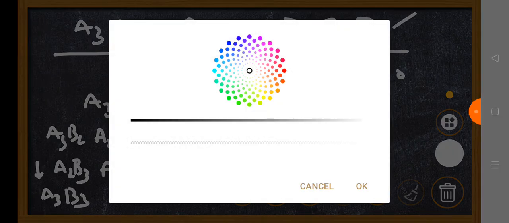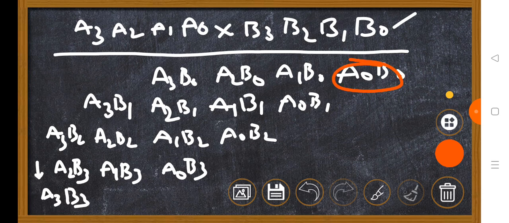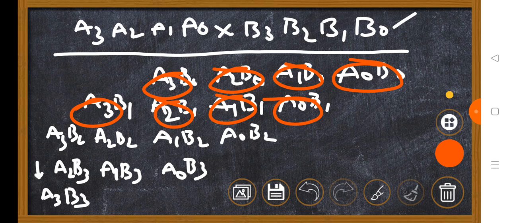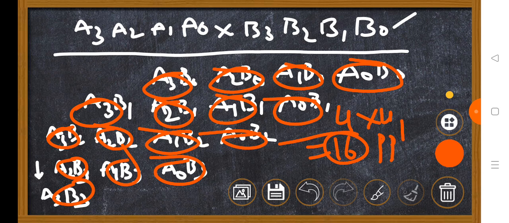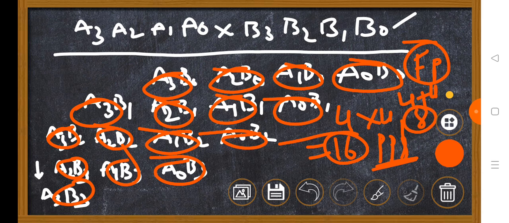Now if you observe how many partial products there are: 1, 2, 3, up to 16. Because it is 4 bit, therefore 4 into 4, 16 partial products are there. How many final products? You should add these two, 4 plus 4, 8 final products. Now all of these I am going to consider as dot representation for easy explanation.